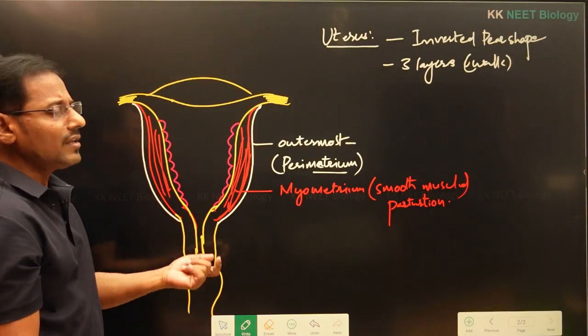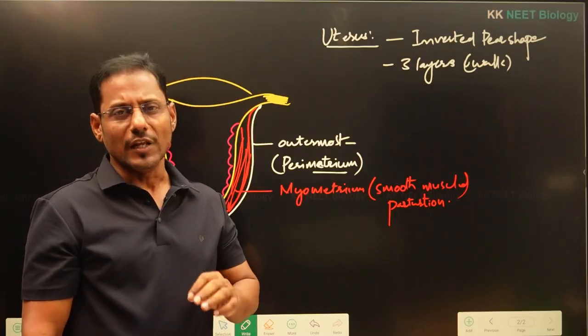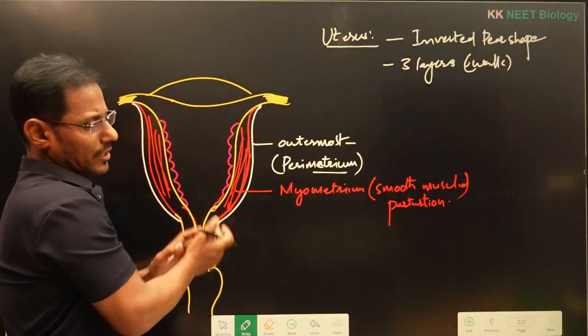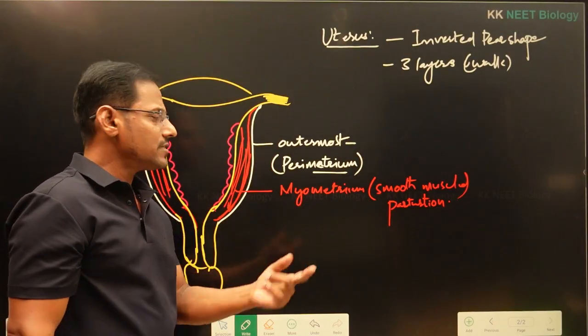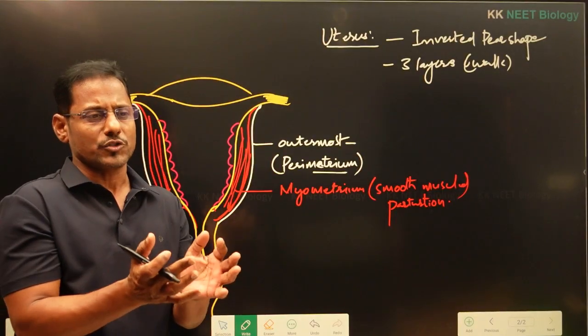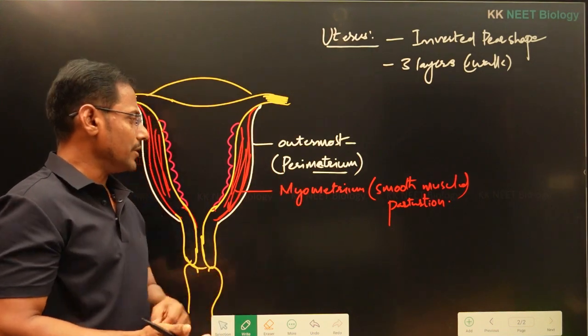So this myometrium is going to play a vital role at the time of delivery, as well as whenever the baby is growing inside the uterus. So this uterus is going to be expanded. In that case also this myometrium is going to play a vital role. So it has a capacity to contract as well as expand. So this is the myometrium, right?